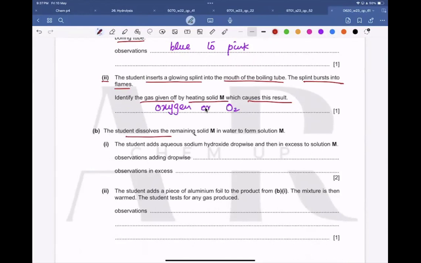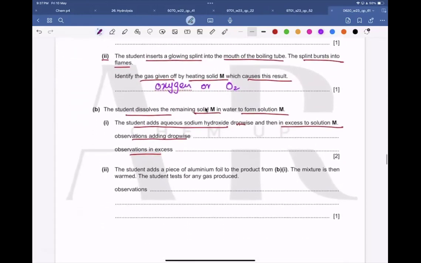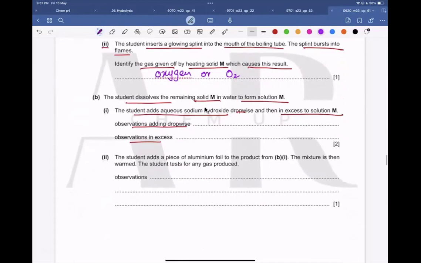The student dissolves the remaining solid M in water to form solution M. The student adds aqueous sodium hydroxide dropwise, then in excess, to solution M. Observation on adding dropwise: so it's chromium(III), right? For chromium, if you remember, that's fine. And if not, you must see from the table. A green precipitate would form, and in excess, the chromium's green precipitate dissolves in sodium hydroxide.